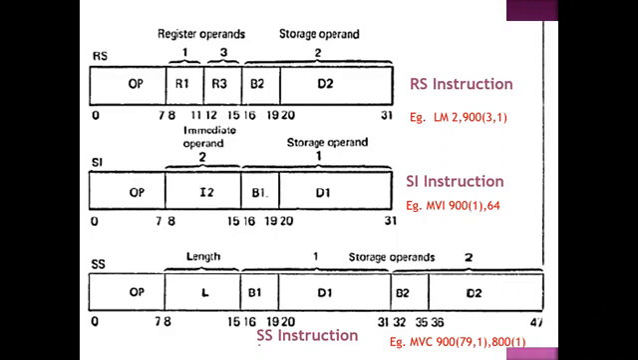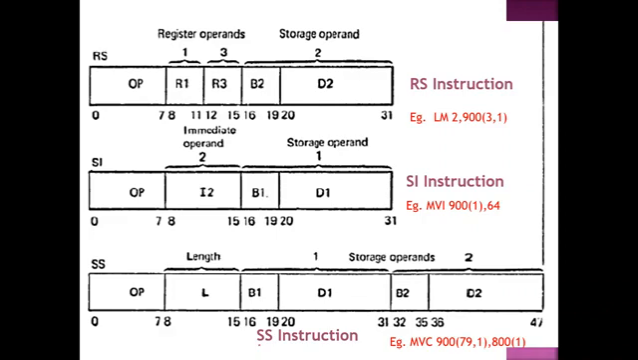So what do you mean by RS instruction? Register, storage. That's all. There will be one register, there will be one storage. That is going to be your RS instruction. It's of 4 bytes or 32 bits. Let us see the format. First 8 bits for opcode. Then there will be register 1. So that is going to be, it's not an index register.